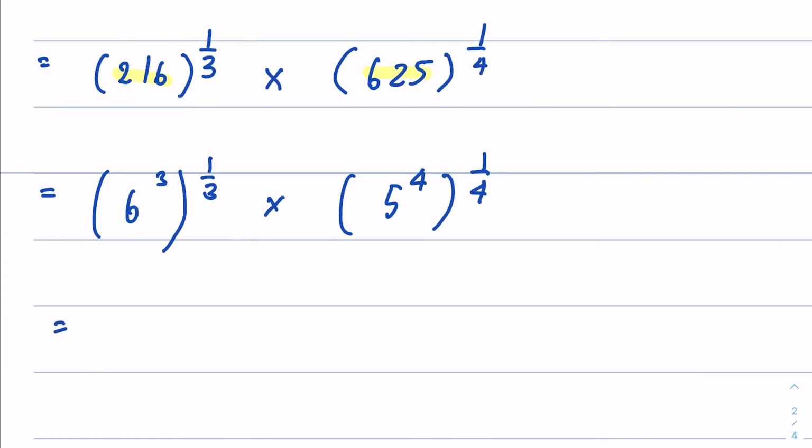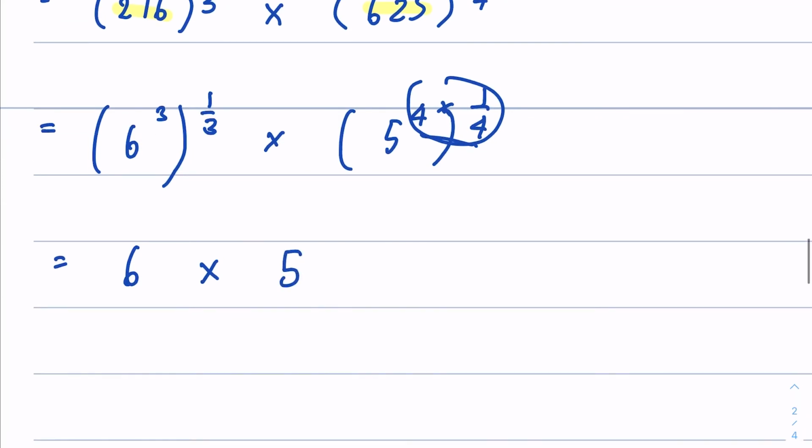And 3 times 1/3 gives you 1. 4 times 1/4 gives you 1. So therefore 5 to the power of 1 gives you 5. And 6 times 5 is simply 30.